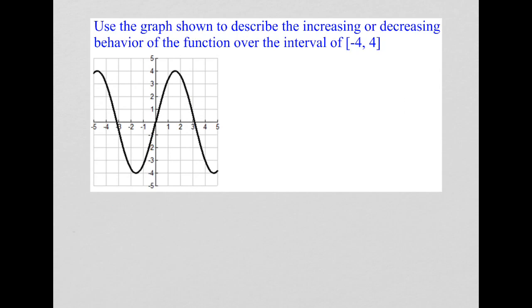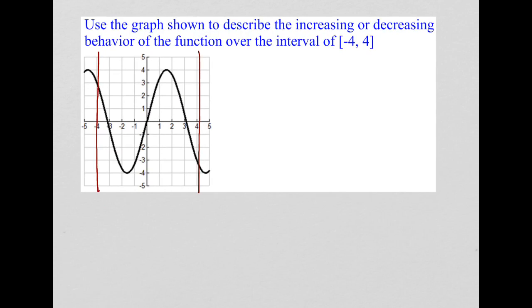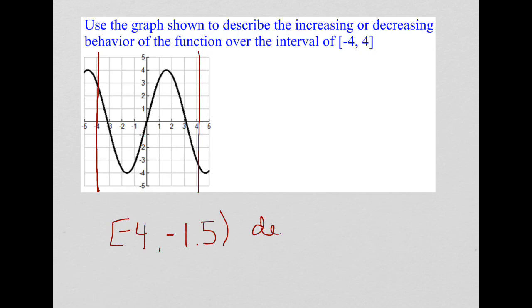We want to use the graph shown to describe the increasing or decreasing behavior of the function over the interval from -4 to 4. Okay, that means we're looking only at our graph from here to here. We notice at the interval from -4 to -1.5, our function is decreasing.